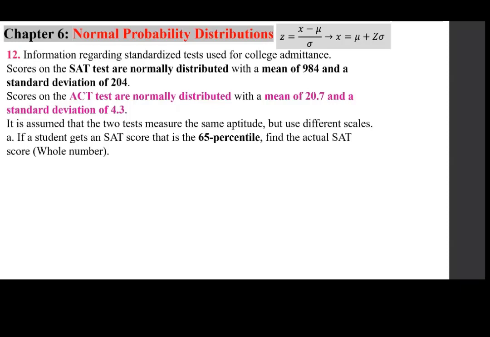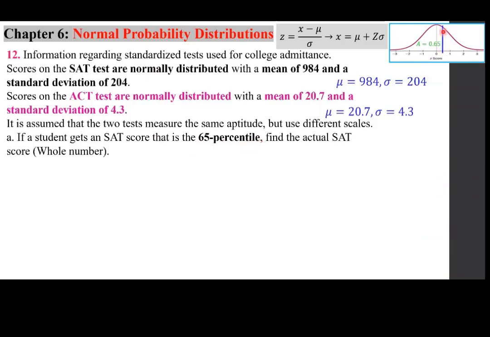There are two different tests, two different measurements, and we want to compare them. Therefore, let's write the information for each case. If you look at the first one, mu is 984, sigma is 204. This is for SAT. For the second one, mu is 20.7, sigma is 4.3. So if a student gets an SAT score that is the 65th percentile, we can do the drawing and notice this area is 0.65 or 65%. This is not to scale, but this is a rough estimate.